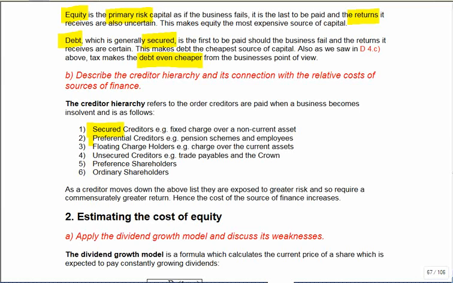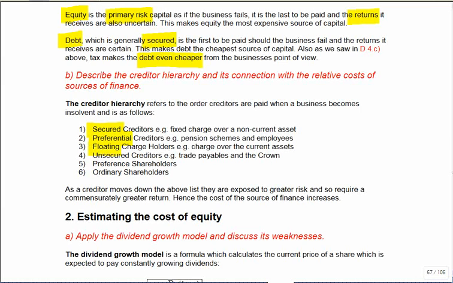We then have preferential creditors, people who take preference over other creditors, and that includes the pension scheme and employees. So if a company was to get into difficulty, they have to pay the staff salaries and so on, though in the UK there's a financial limit on that, but preferential creditors.